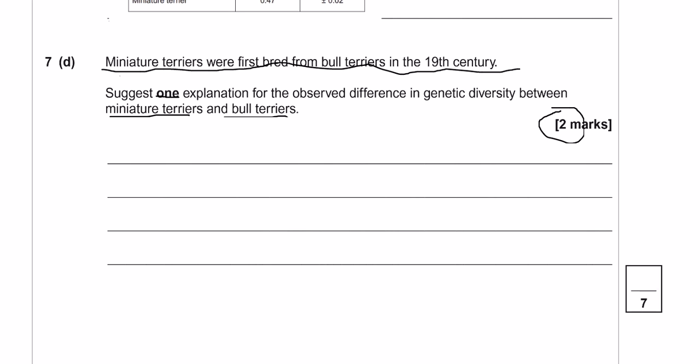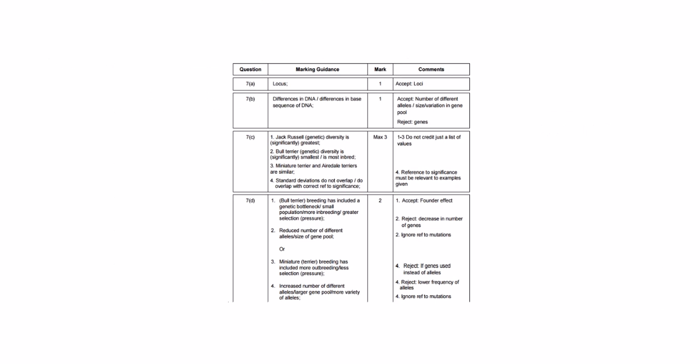You need to say that the miniature terrier breeding has included more outbreeding, so therefore less selection pressure, so that increases the number of different alleles. You can't use the word genes instead of alleles. You've got to mention increased number of different alleles. It's very important to state that. And here are the answers to the final question, question 11.